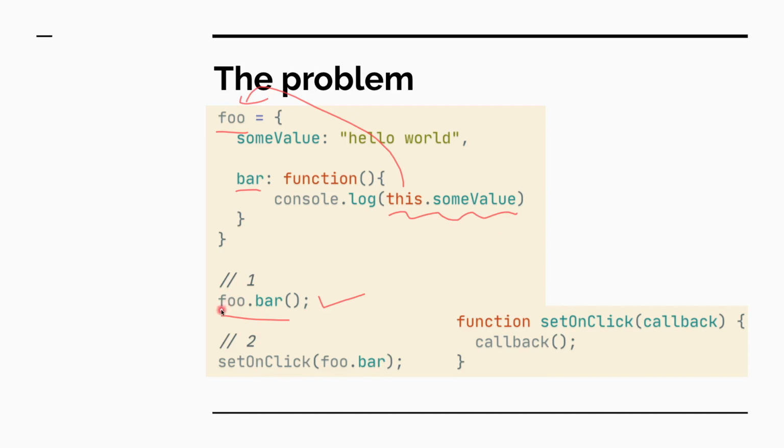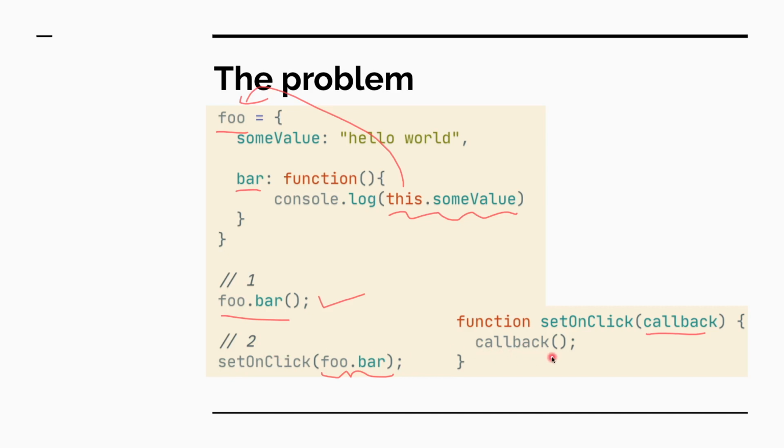What if you try to use the same method as a callback function? So in this case, let's say we are taking out foo.bar as a function and passing it to some kind of an on-click handler called setOnClick. And this setOnClick looks something like this. So it takes a callback as input and at some point later in time calls that callback. So what happens when we run this code?